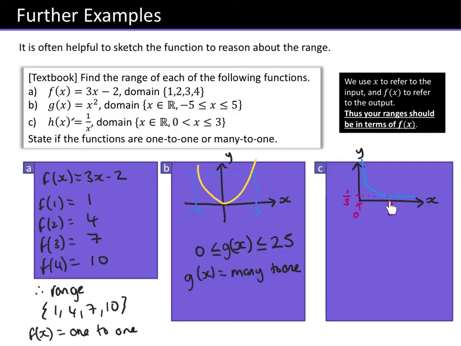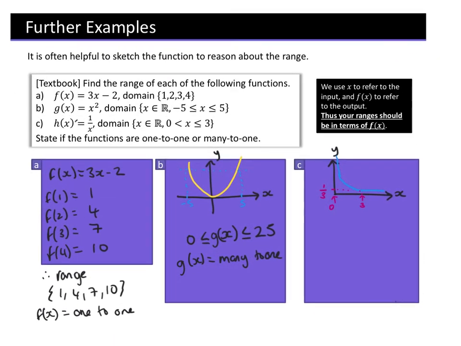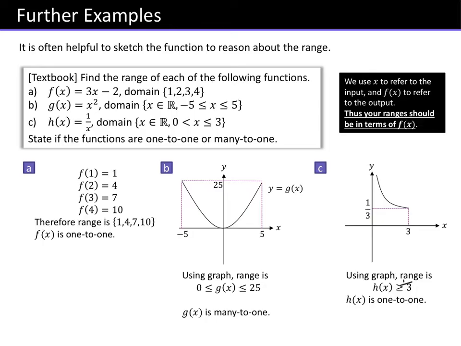So my range between 0 and 3 is all of this area here, isn't it? Okay? So between 0 and 3, my range is all of this area. So what we actually have is that h of x, okay, h of x, and because x is less than or equal to 3, is always greater than or equal to a third. Okay? And for every one input, there is exactly one output. So therefore, h of x is a one-to-one function. Okay? Just so you know, that's wrong. H, that's a third, okay?